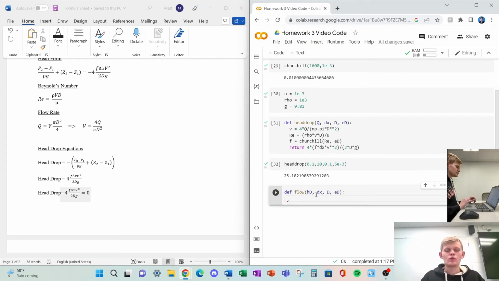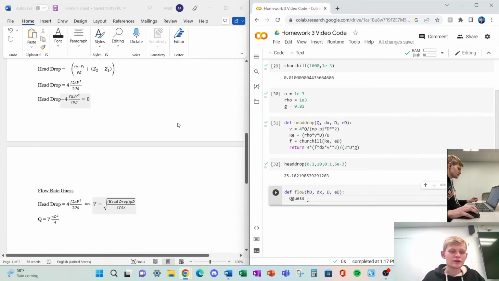Coming in here, the one thing we need to do now is that we are going to be using a root solver. So if we know anything about a root solver, at least for using it in Colaboratory, is that we need a guess to find our flow rate. Or we need to put in sort of an accurate guess to find the flow rate properly. So we're going to say that we need to come up with a guess.